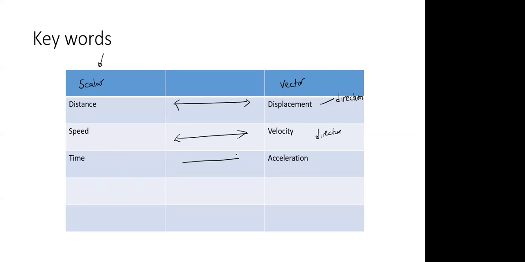Then they can as well go on and ask for acceleration. Acceleration is the change of velocity in a given direction. So that means you need to be very familiar with those words. These three keywords are going to be very key: displacement, velocity, and acceleration.